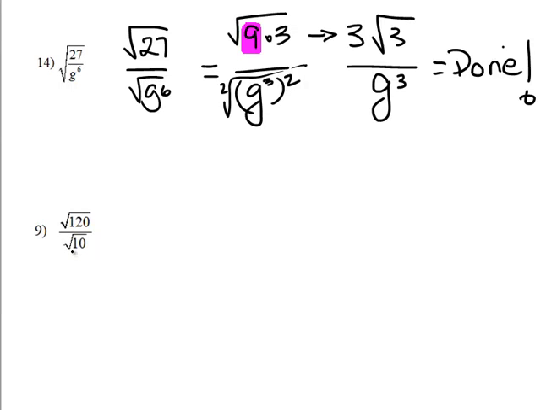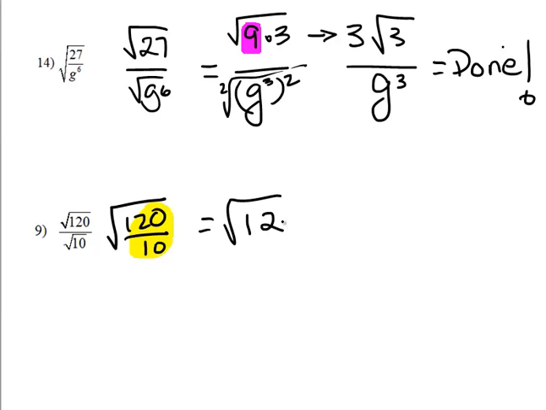Let's take a look at this one. I see lots of zeros floating around, so I'm going to do things vertically first. So I can take it out of 2 radicals and turn it into one giant radical. So 10 goes into 120 12 times. So that's the same as the square root of 12. And that's the same as the square root of 4 times 3, which is the same as 2, because I can take the square root of the 4, root 3.